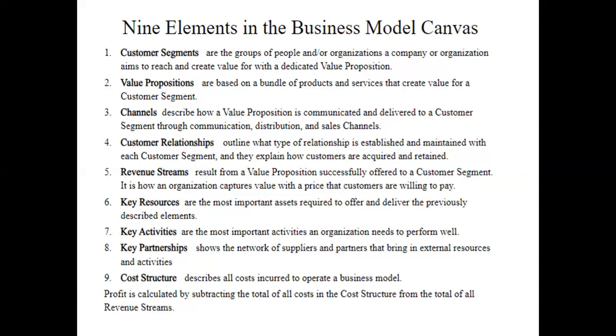Sixth one is key resources, the most important assets required to offer and deliver the previously described elements. Seventh one is key activities, the most important activities an organization needs to perform well. Eighth is key partnerships, which show the network of suppliers and partners that bring in external resources and activities. Ninth one is cost structure. It describes all costs incurred to operate the business model. Profit is calculated by subtracting the total of all costs in the cost structure from the total of all revenue streams. So these are the 9 elements in the business model canvas.